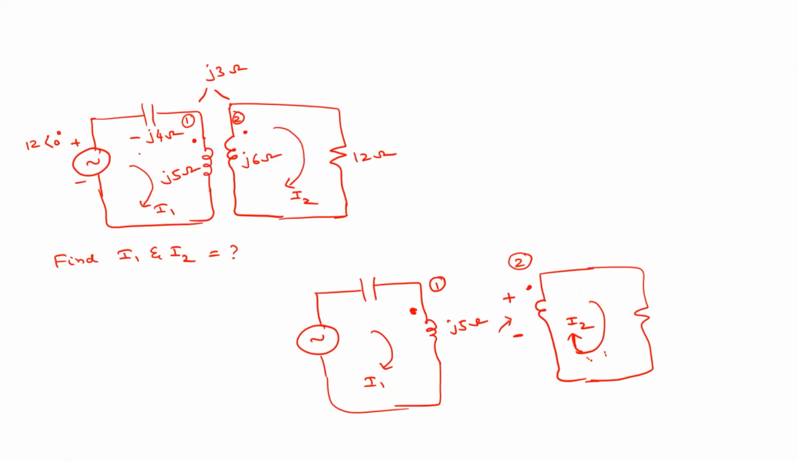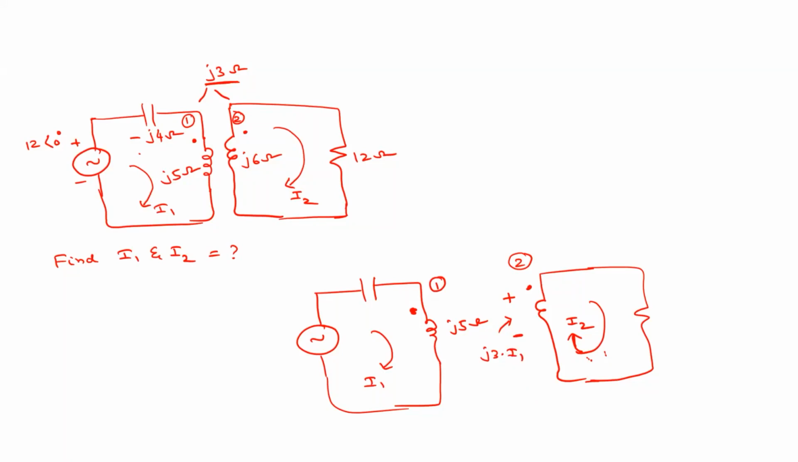What is the magnitude of this induced EMF? Anyone? j6 into I2. Why j6? The mutual inductance is j3. Oh, sorry, sir. j3 into I2, sir. Why I2? This is due to the current I1, right? Oh, okay. So we have this mutual inductance M here, and this is the current due to I1. So this magnitude is j3 into I1. Clear? Understood? Yes, sir.